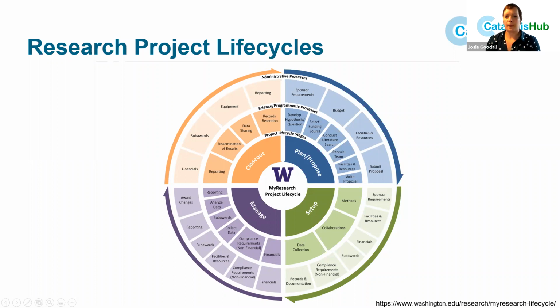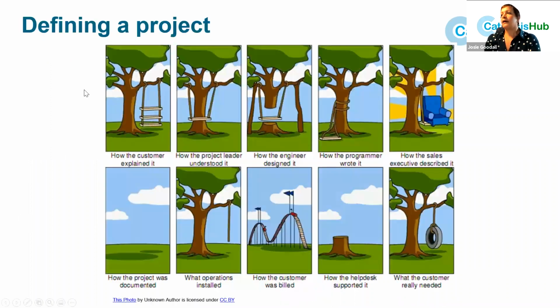The first step in a project is defining it, and I've put up this little cartoon just to show the importance of both defining a project and making sure everyone understands what that says. So this is just a little cartoon on the engineering of a swing to show how it can go wrong and how people can misunderstand.